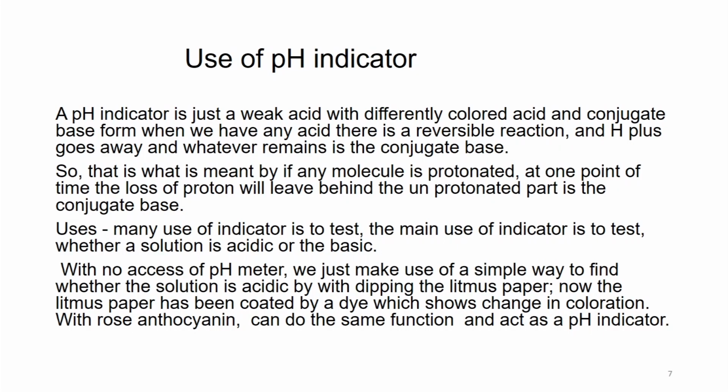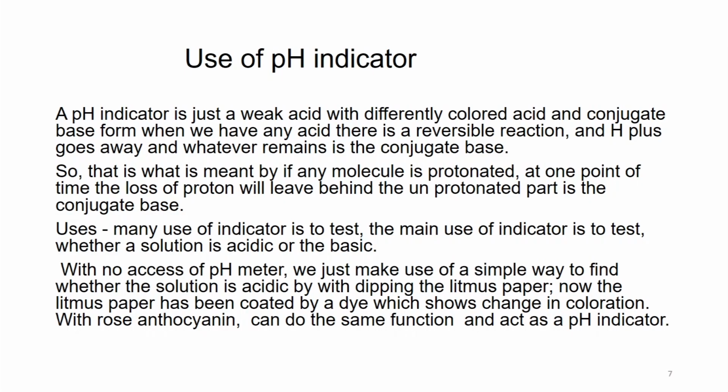There are many uses of an indicator, but the main use of an indicator is to test whether a solution is acidic or basic. With no access to a pH meter, we just make use of a simple way to find whether the solution is acidic, by dipping the litmus paper. Now, the litmus paper has been coated by a dye which shows change in coloration. Rose anthocyanin can do the same function and act as a pH indicator.